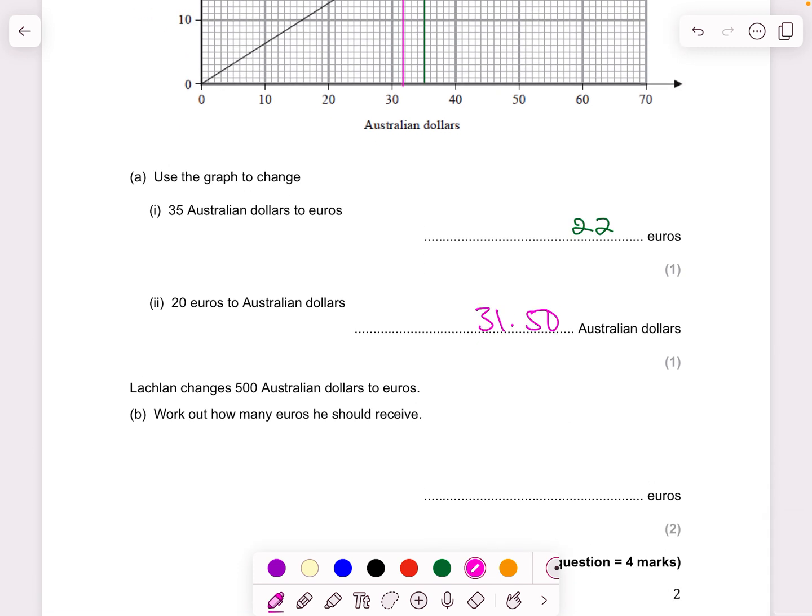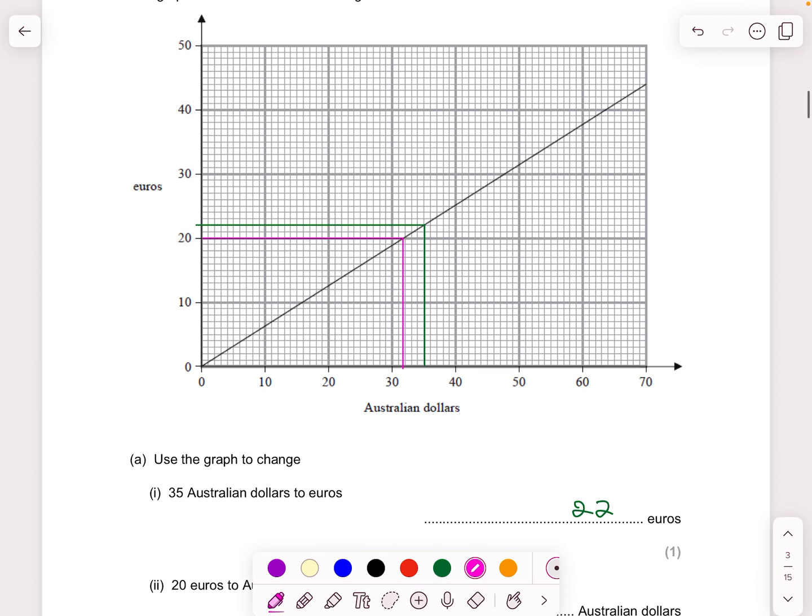Right, so we want to change 500 Australian dollars to euros. It depends, it's up to you. You could find out how many 10 Australian dollars is and then times it by 50. Or you could find 50, which is what I'm going to do. I'm going to look at 50 Australian dollars and multiply by 10.